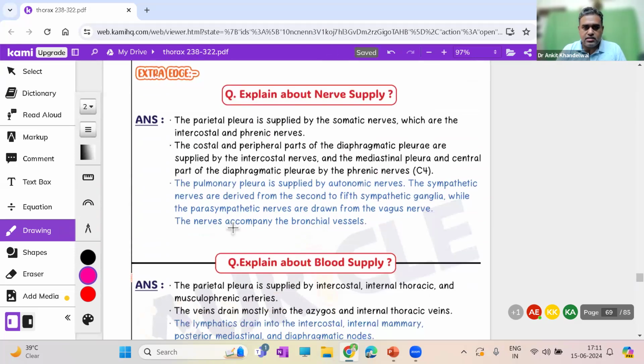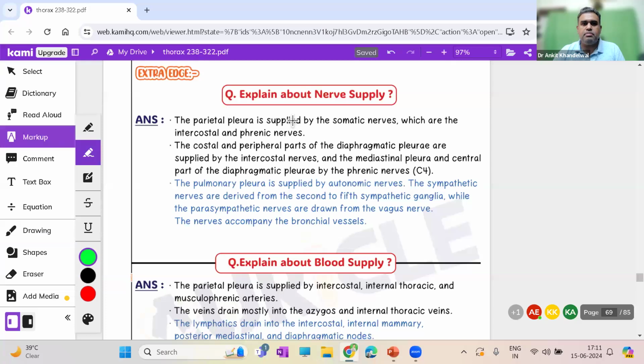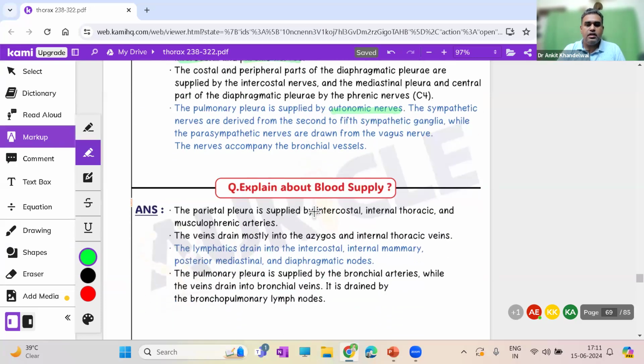Okay, nerve supply. You already discussed the nerve supply, which nerve supplies what. You can take a screenshot of this. The parietal pleura has somatic nerves, mainly intercostal, some by phrenic nerves, and the pulmonary pleura is supplied by autonomic nerves. Just read it. Take a screenshot if you want. Blood supply.